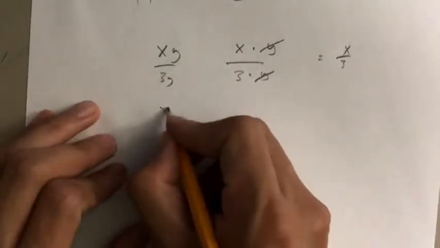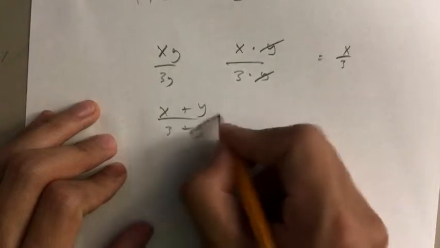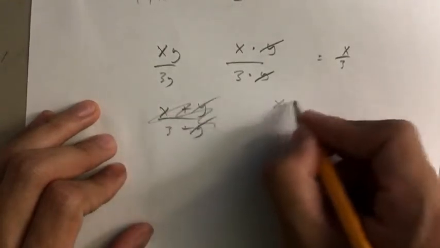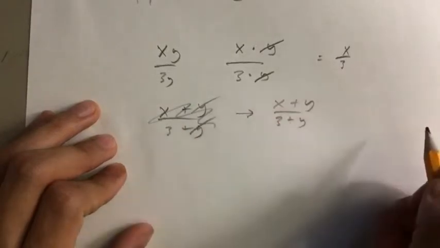However, this does not work when you're adding. You can't just cross those out, that's not how it works. That is the simplest form of this fraction. Okay.